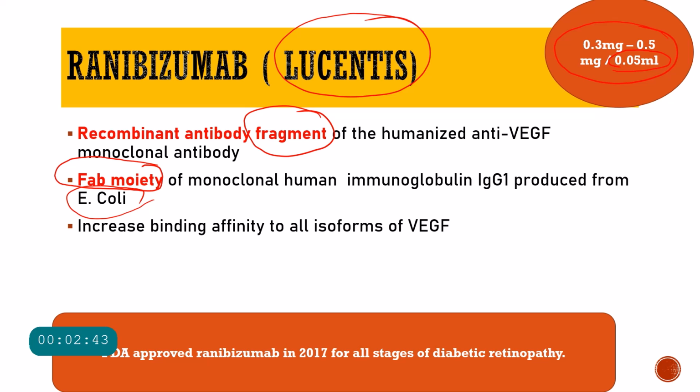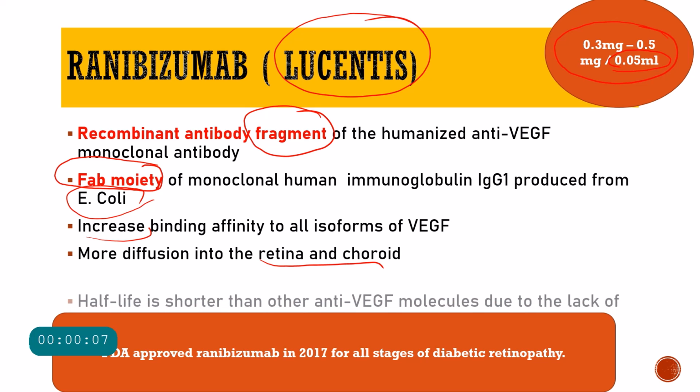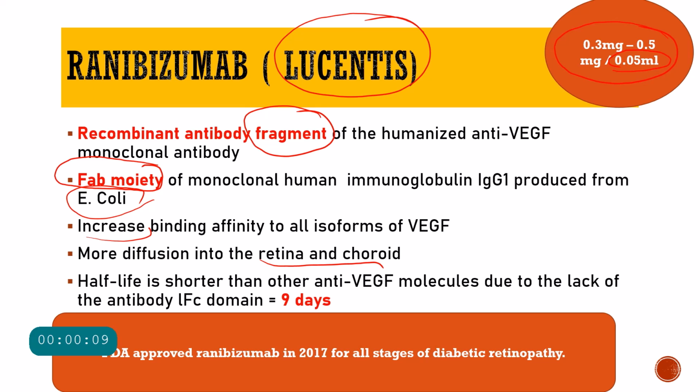Ranibizumab binds with increasing affinity to all the isoforms of VEGF. Moreover, it diffuses better in the retina and the choroid. The half-life is much shorter compared to the other anti-VEGF molecules due to the lack of the antibody FC domain. The half-life is about 9 days in the case of ranibizumab, and if you remember, for bevacizumab it was 20 days.